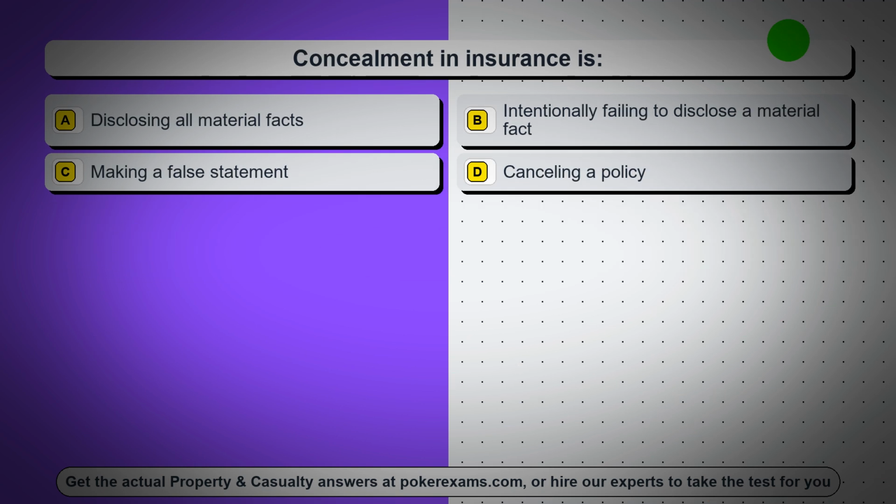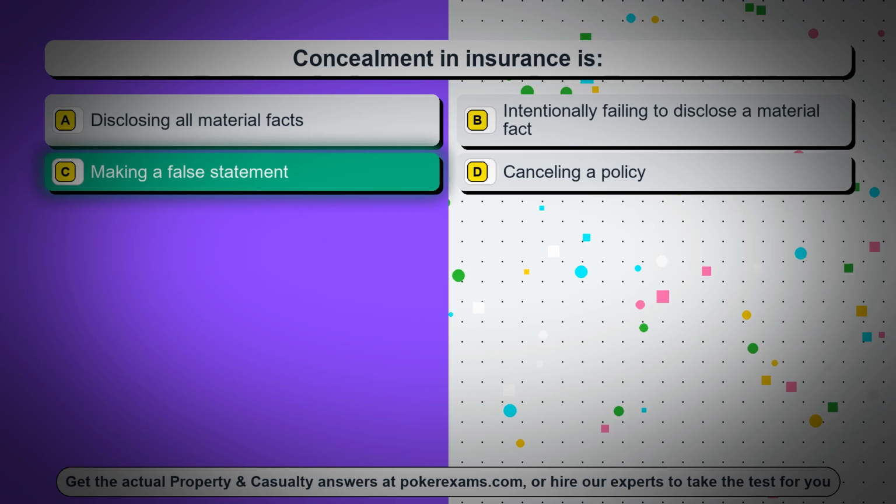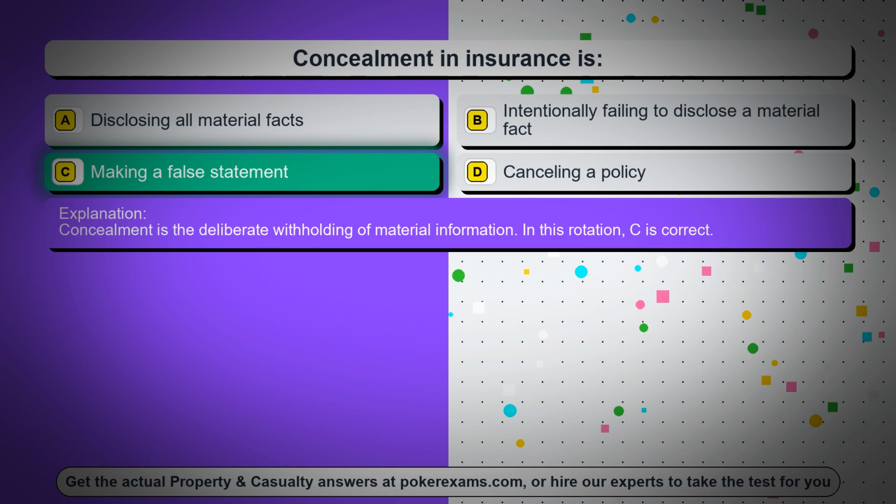Question 99. Concealment in insurance is option A, disclosing all material facts. Option B, intentionally failing to disclose a material fact. Option C, making a false statement. Option D, canceling a policy. The correct answer is option C. Making a false statement. Concealment is the deliberate withholding of material information. In this rotation, C is correct.